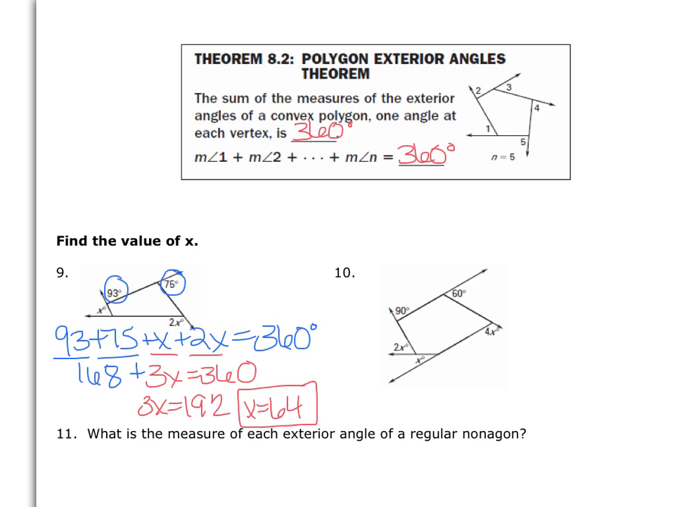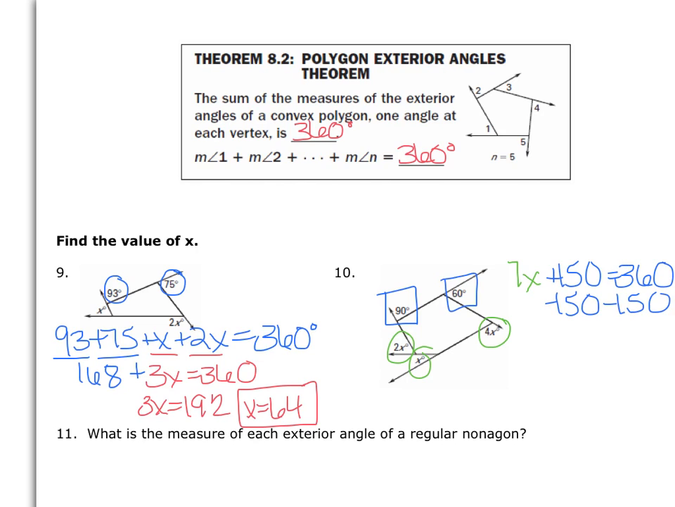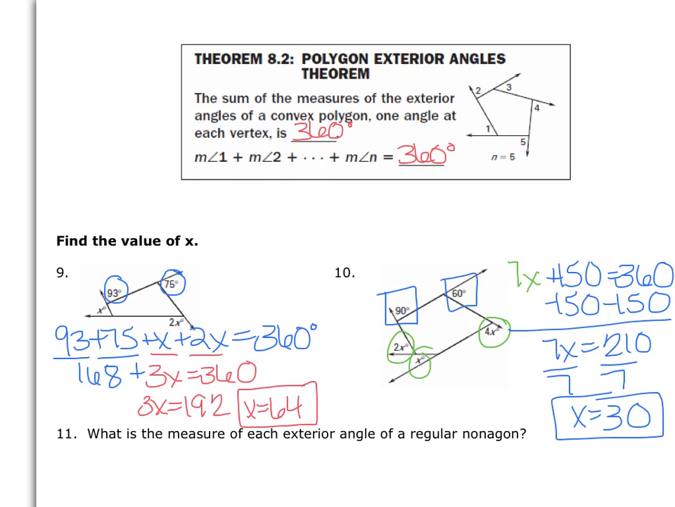All right, in 10, we notice that the x's lie on the exterior of the polygon, so we're going to add all those up. 4, 5, 6, 7 x's. And this is 90 plus 60, which is 150. Everything on the exterior of every single polygon is equal to 360. So 360 minus 150 gives us 210. If we divide that by 7, lo and behold, 30.